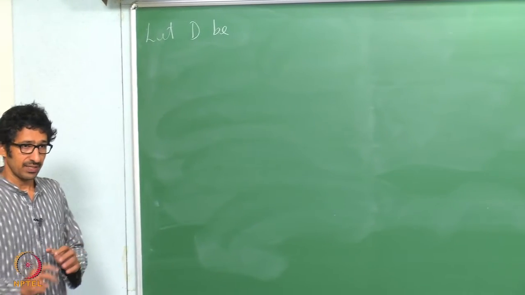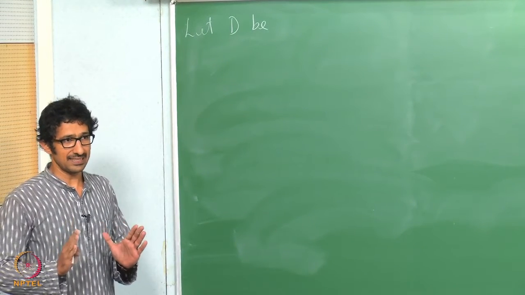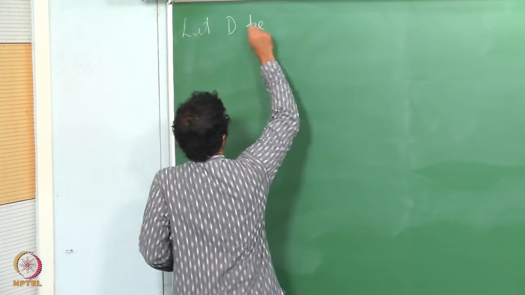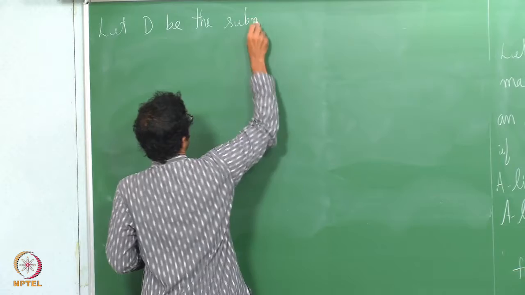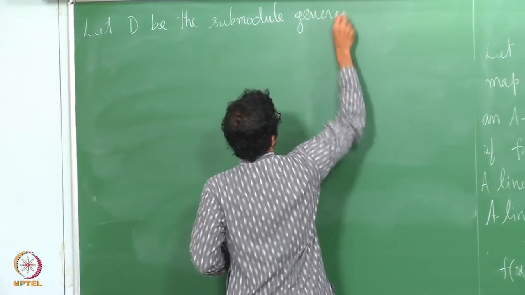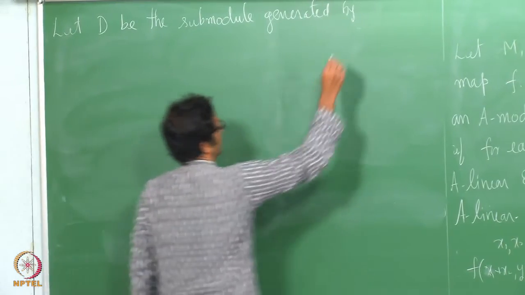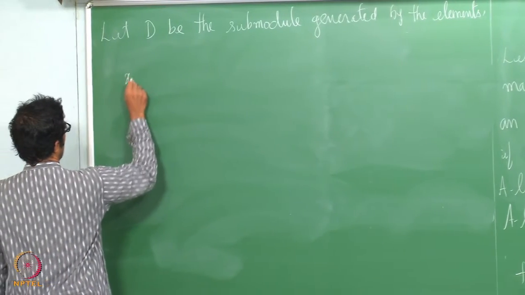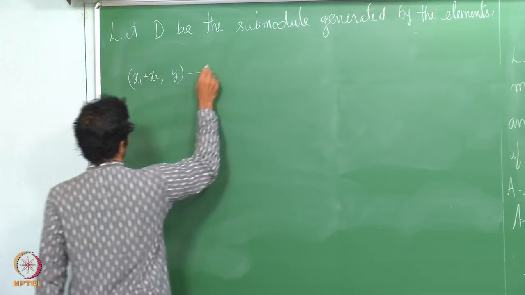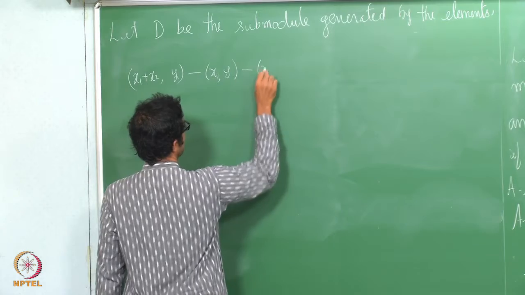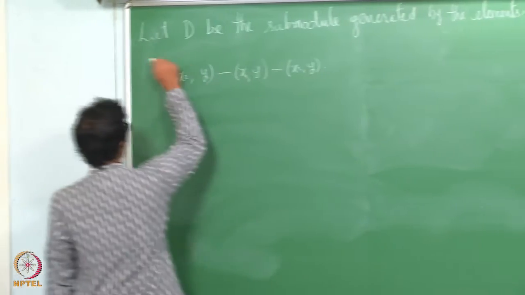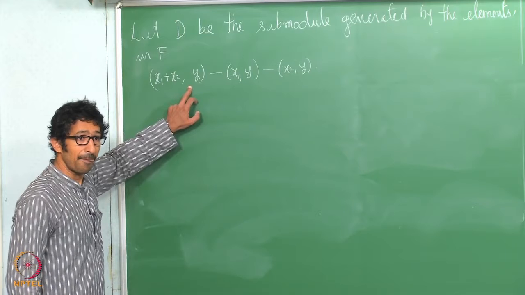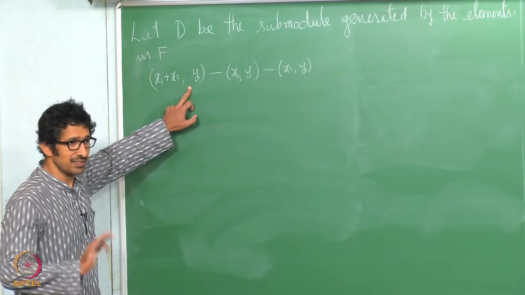My idea is to create a module such that any bilinear map from M cross N to P factors through M tensor N. So let's look at this D, the submodule of F generated by the elements (x1 plus x2, y) minus (x1, y) minus (x2, y). This is not the only element.